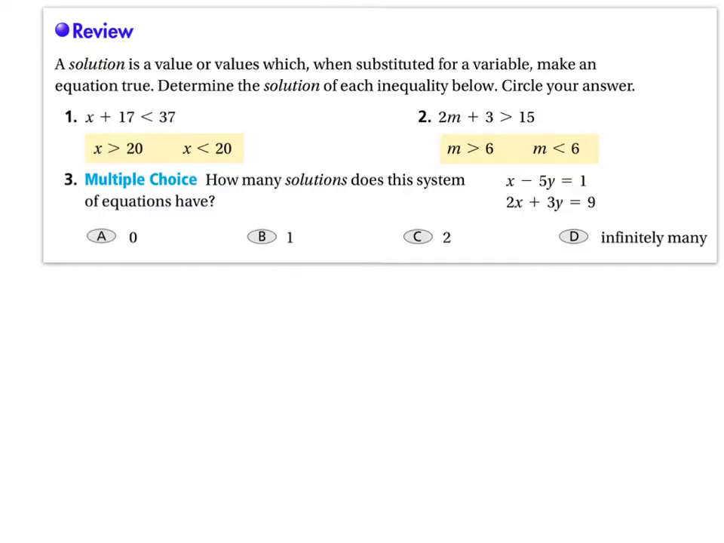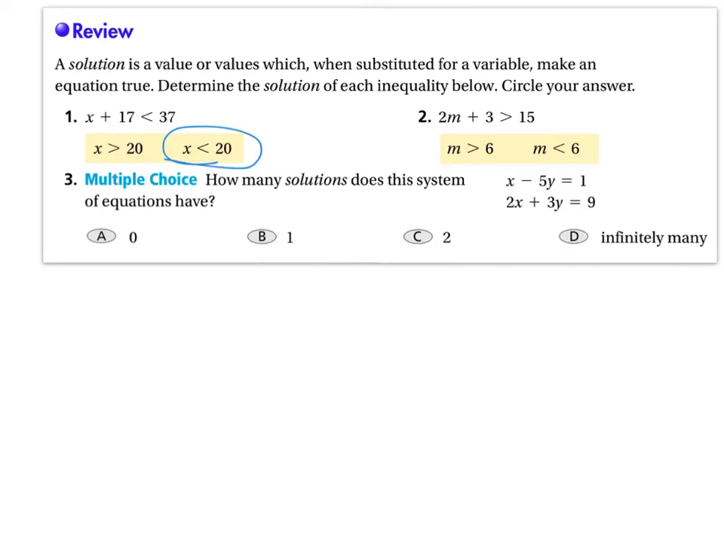Solving inequalities, we solve them the same way we solve equations, with one exception, and we'll talk about that in a minute. So on problem 1, we would subtract 17 from both sides. So our value would be x is less than 20. Notice the inequality sign stayed the same.